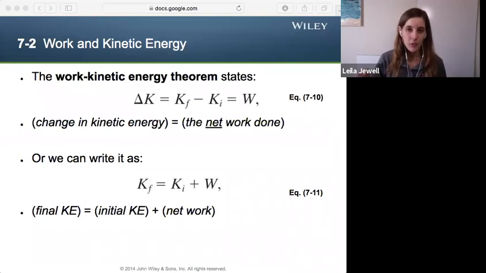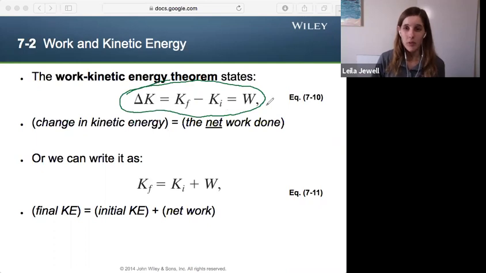Now, we said that work is the change in kinetic energy. Now we can write that explicitly as an equation. Probably should have done it sooner, but better late than never, right? This is a really handy equation for solving problems. It says that the change in kinetic energy is equal to the net work done.